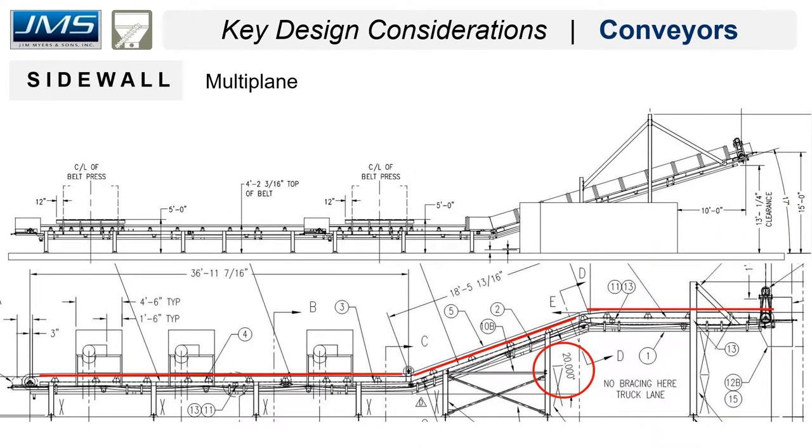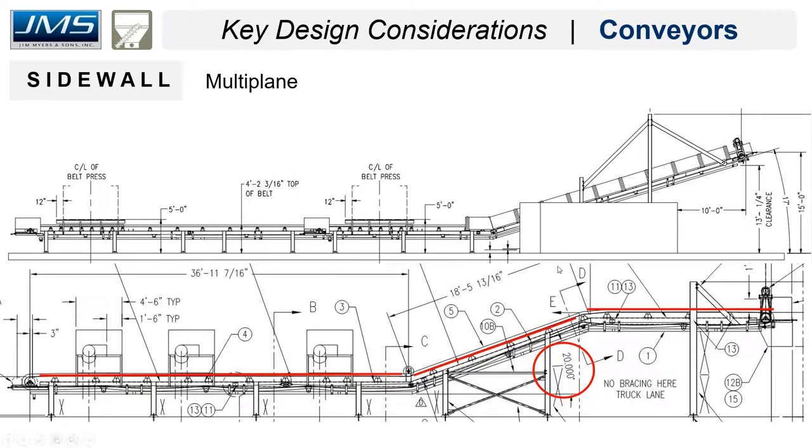Here's a sidewall belt with multiple planes. We're going from horizontal to incline, back to horizontal. This had to change pretty quickly between this dewatering device and this truck lane. Possibly could have used a radial curve in here, but it would have been a little bit tight. So a sidewall was a good solution for that.